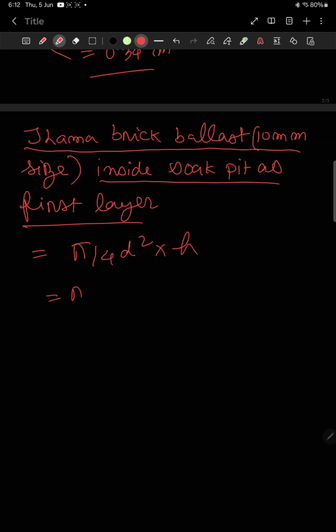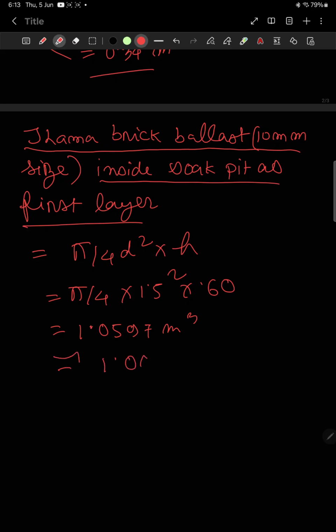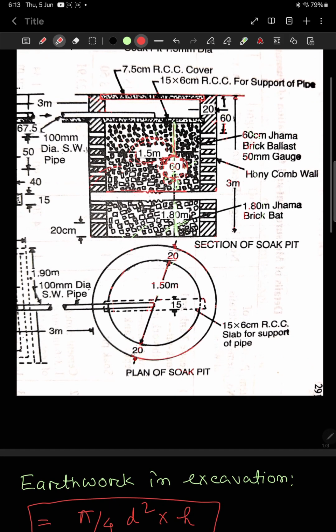Again, d square, diameter is 1.5 and h is 0.6, as I have already discussed. So let us find out how much is this one. So this comes to be 1.0597 meter cube. We can take it as 1.06 meter cube. So this much of brick needs to be filled in the first layer.